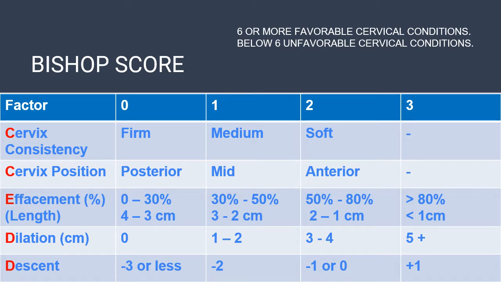The Bishop score is a tool that we use mostly to assess the cervical conditions before performing an induction. But it's also very useful when we are evaluating a cervix, because we don't forget any of the characteristics that we need to look out for. When the score is 6 or more, we're talking about favorable cervical conditions. If it's below 6, it's unfavorable. These are all the measurements. From firm to soft, it's only 2 points, because the cervix consistency and the cervix position are not as important as the effacement, dilatation, and descent.